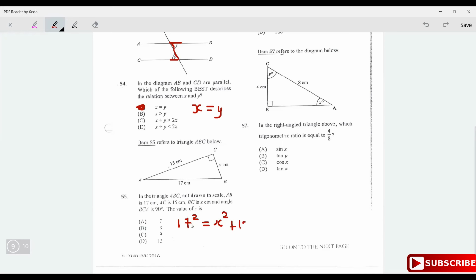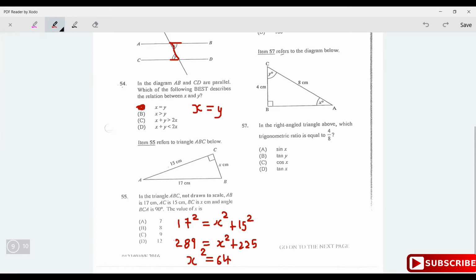This is Pythagoras theorem. 17 squared is 289. And so 289 is equal to X squared plus 225. We're going to subtract 225 from both sides to get that X squared is 64. And when you get X squared is 64, you square root both sides now.